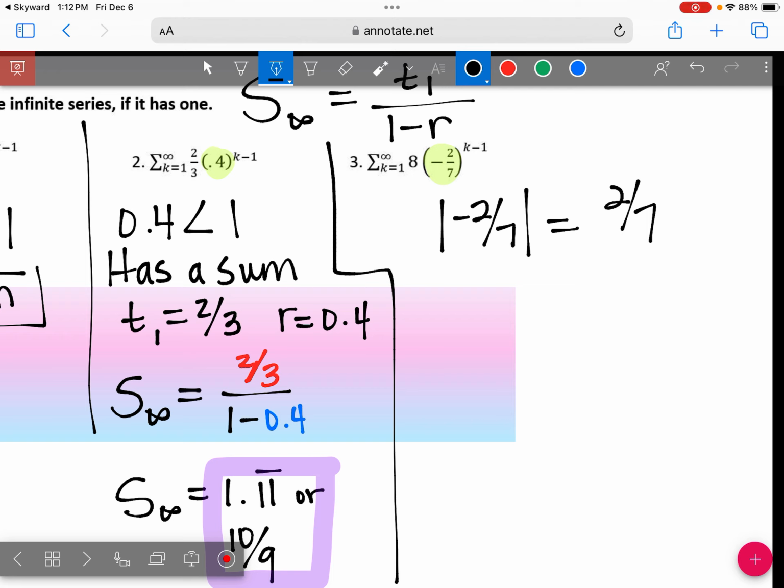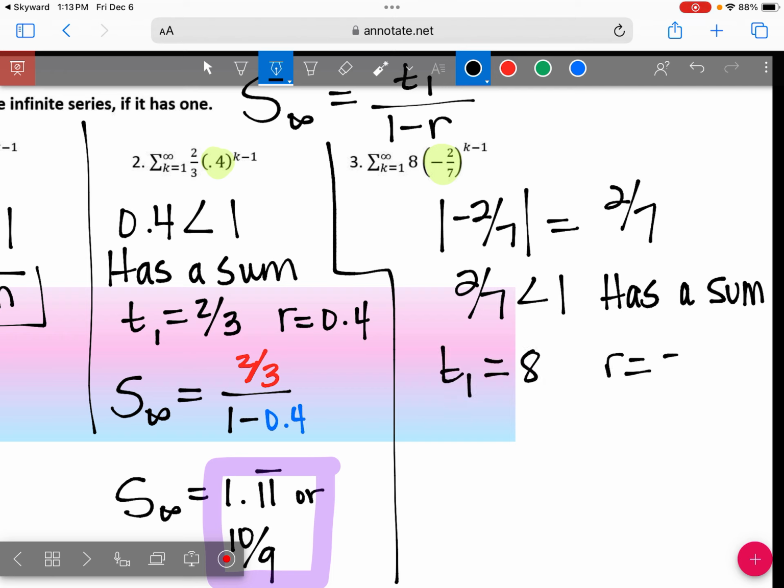Is 2 over 7 greater than 1 or is 2 over 7 less than 1? Less than 1. If you were to take 2 divided by 7 in your calculator, you get 0.285, et cetera, which is less than 1. So this one does have a sum, because 2 over 7 is less than 1. All right, so T1 is 8. R is negative 2 over 7.